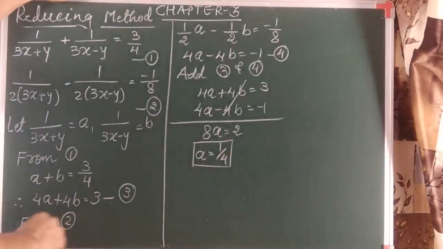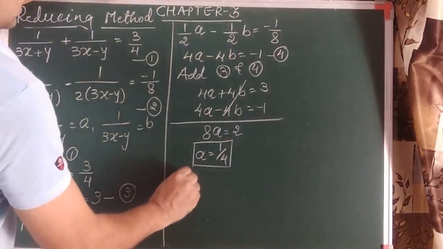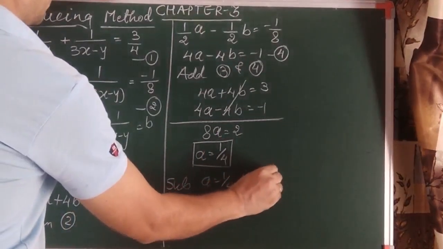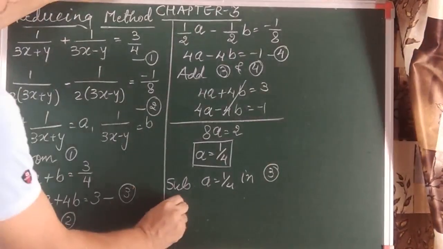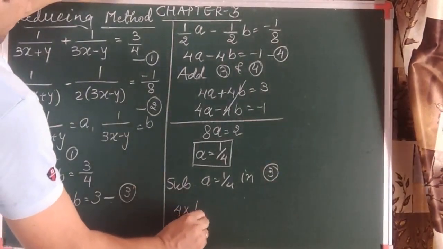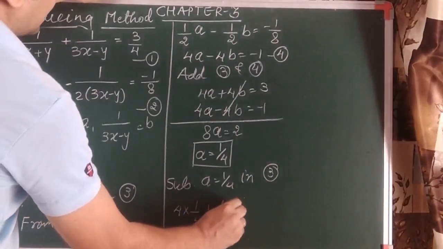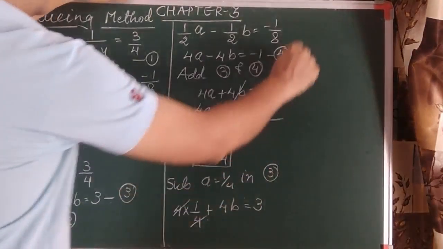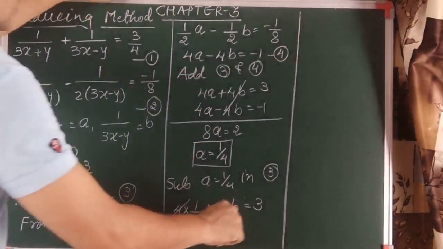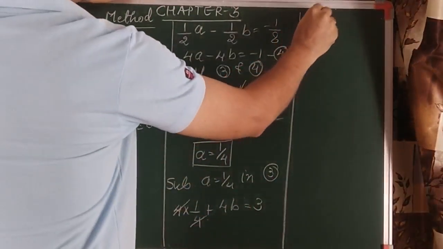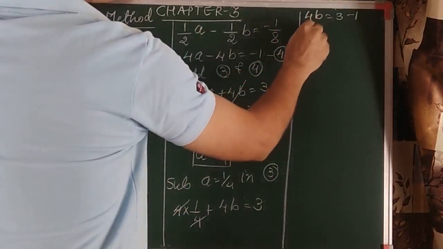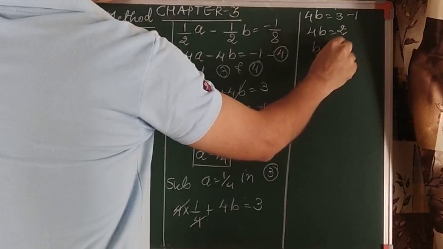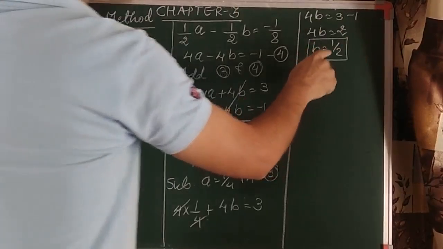Let us substitute this value in equation 3. Substitute the value of a, 1 by 4, in equation number 3. Here I am substituting. So 4 into 1 by 4 plus 4b is equal to 3. This 4 will cut. I'll take this 1 to the right hand side. So I'll get 4b is equal to 3 minus 1, so 4b is equal to 2. So b is equal to 1 by 2. So these are the two values which we obtain, a and b.